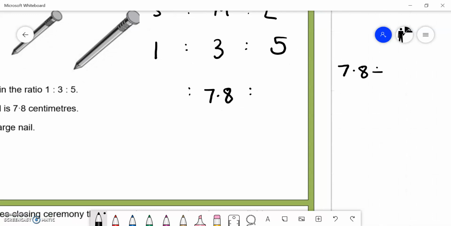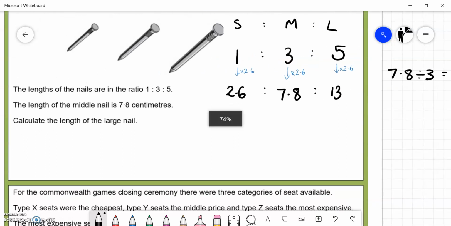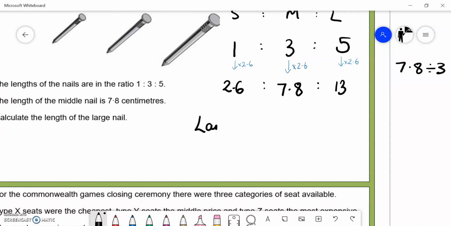So we're going to do 7.8 divided by 3. And 7.8 divided by 3 is 2.6. Essentially, to get from here to here, we've multiplied by 2.6. And if we want to keep this ratio in proportion, we need to multiply everything by 2.6. So 1 times 2.6 is 2.6. 5 times 2.6 is 13. So what's it saying? Calculate the length of the large nail. So the large nail is 13 centimeters.